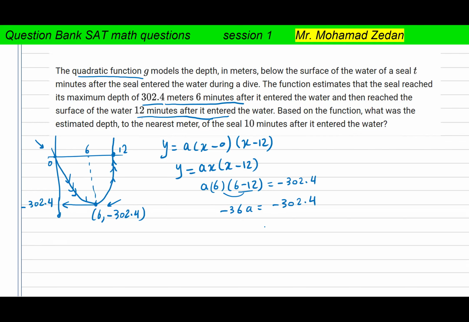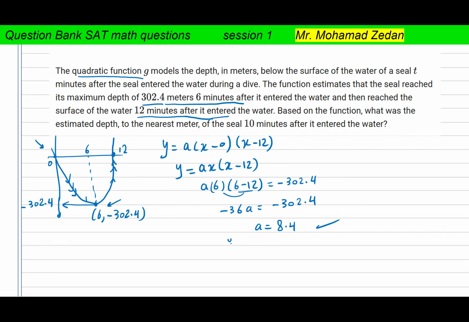So the a is 8.4. The a must be negative here? I don't know. A now is 8.4. Okay, you put that 6 here. Yeah, 6 minus 12 is negative. No problem. A is 8.4. So the function, the parabola, opens upwards.